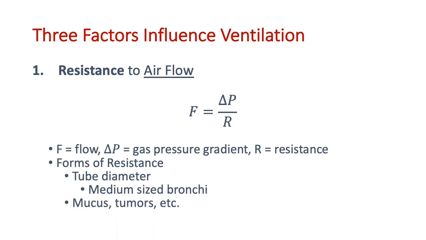Other forms of resistance include any type of obstruction, such as a buildup of mucus, which could occur during cystic fibrosis, or the presence of a tumor.